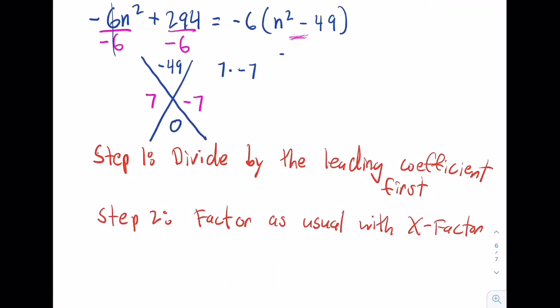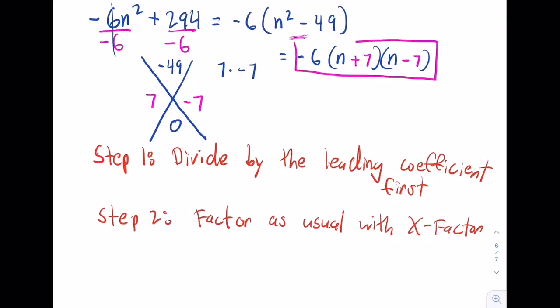So our factored form is going to be equals negative 6, two parentheses, we have n and an n, and then our two numbers will be positive 7 and negative 7. And that's our factored form. Okay, so watch out for those. If there's no b, put a 0. So our steps are, step 1, divide by the leading coefficient first, like we divided by negative 6 here. And then step 2, factor as usual with the x factor. So the only difference we're doing now is divide by a coefficient first, and it ends up in our answer at the end. That's the only difference.